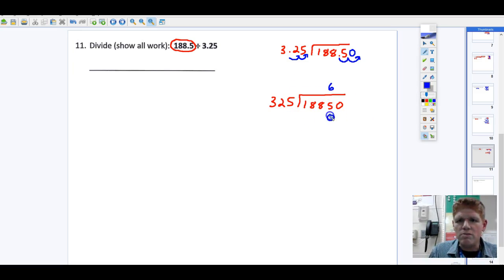6 times 5 is 30. Got to carry the 3. 6 times 2 is 12, plus 3 is 15. Carry the 1. 6 times 3 is 18, plus 1 is 19. What? Are you sure? Well, let me double check. 6 times 5 is 30. Carry the 3. 6 times 2 is 12, plus 3 is 15. Carry the 1. 6 times 2 is 18, plus 1 is 19. I guessed wrong.